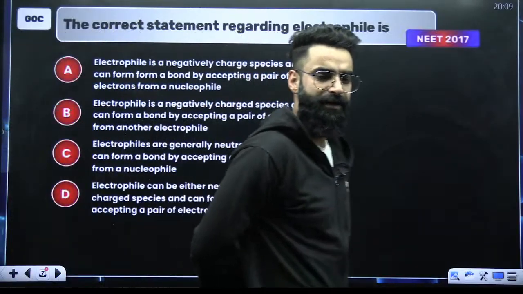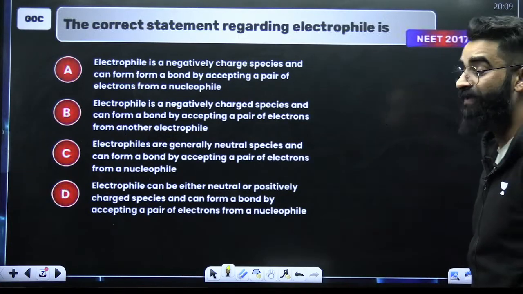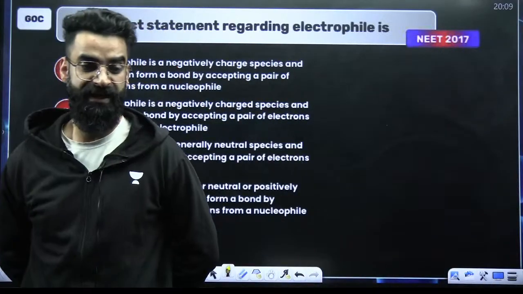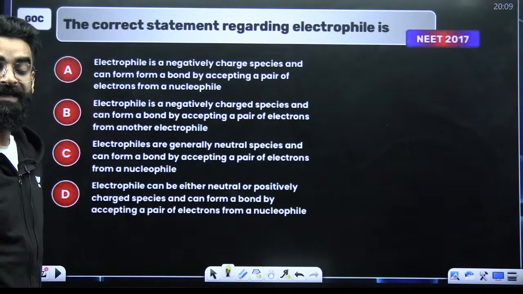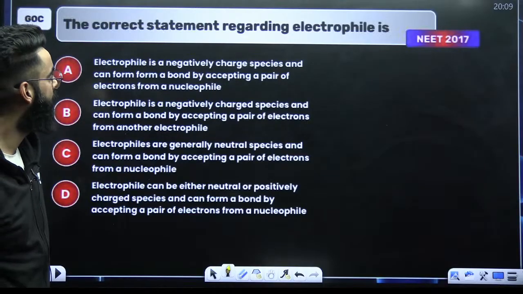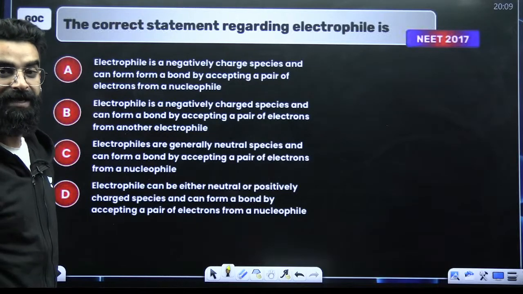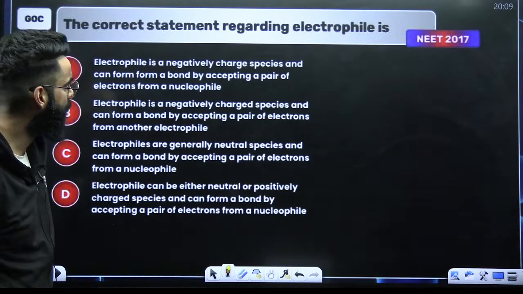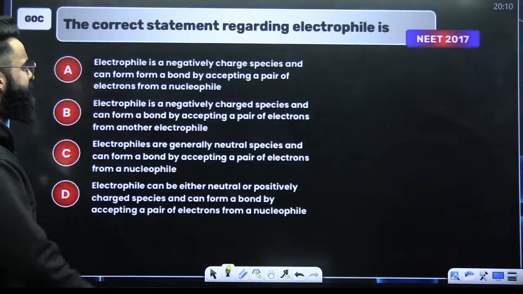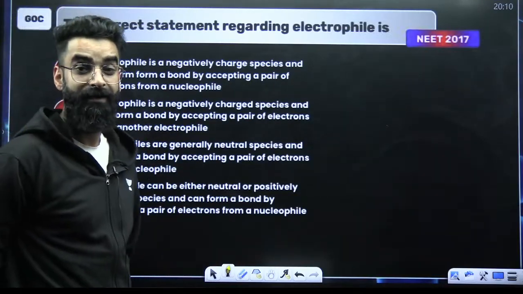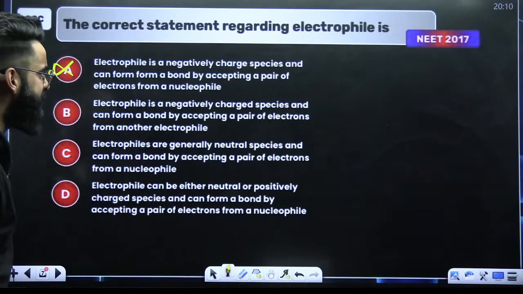Look at this particular question, guys. The question asked in your NEET 2017. The correct statement regarding electrophile is. There are 4 statements given. I would want you guys to read all of these statements one by one and let me know what exactly the electrophile is. The correct statement regarding the electrophile, an electron-loving species. Option 1 says that electrophile is a negatively charged species. Is that right? No.